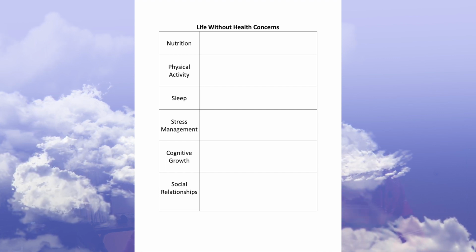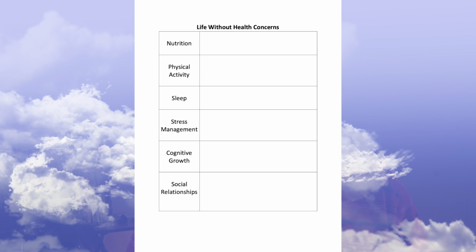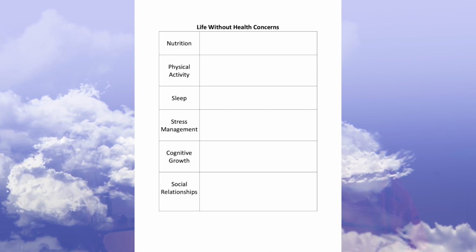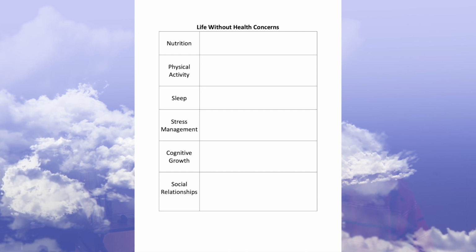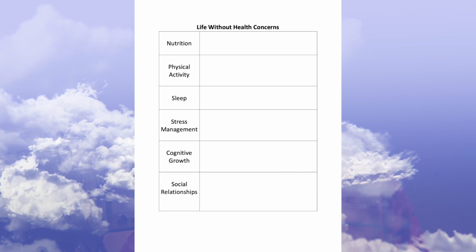I put down 6 areas for you to think about: nutrition, physical activity, sleep, stress management, cognitive growth, and social relationships. Remember, these are the 6 areas of a healthy lifestyle I talked about in my previous video, What is a healthy lifestyle? Suspend reality for several minutes and imagine you can remove all your sources of dissatisfaction. Now, pause the video, download, and do the exercise.